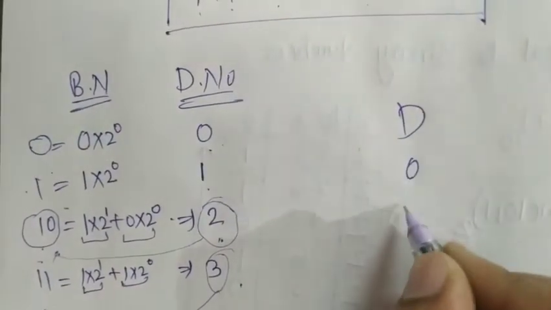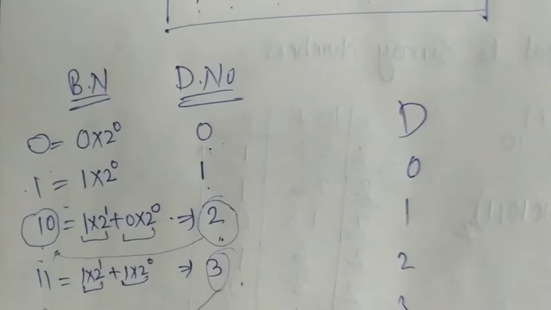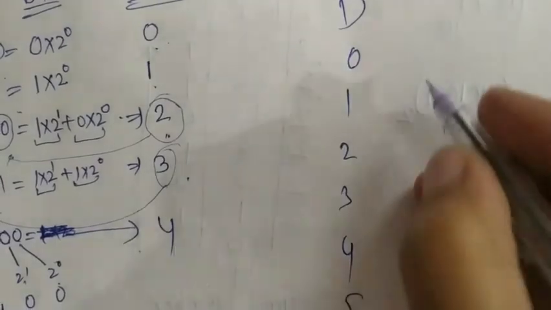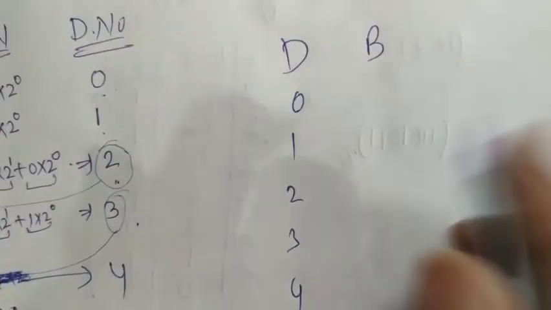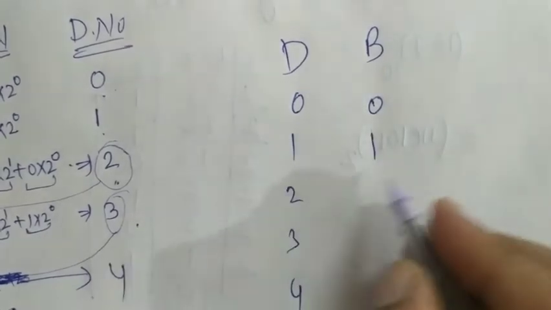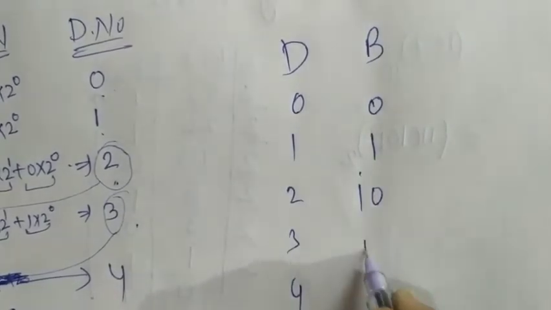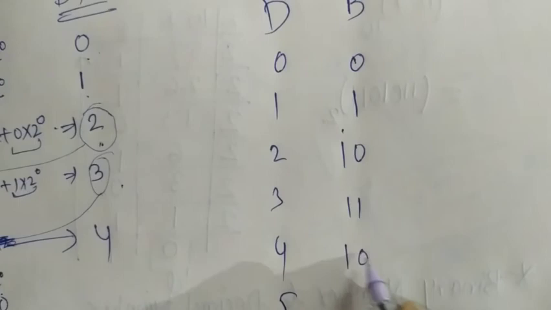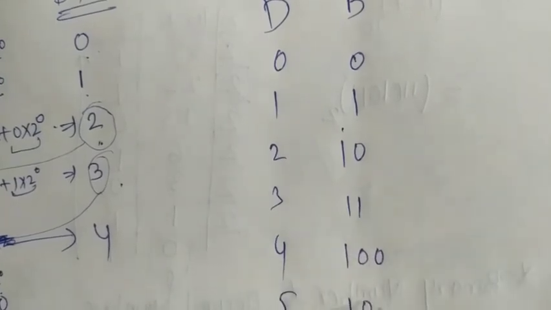So in decimal, when I write 0, 1, 2, 3, 4, 5, 6 and so on, in binary I will write 0, 1, this will be 10, this will be 11, this will be 100, this will be 101, and this will be 110, and so on.